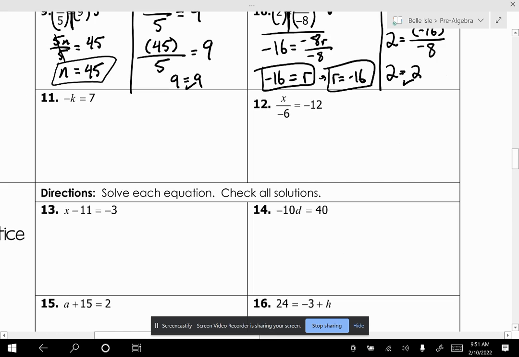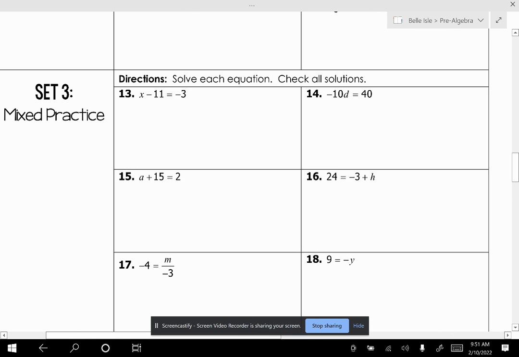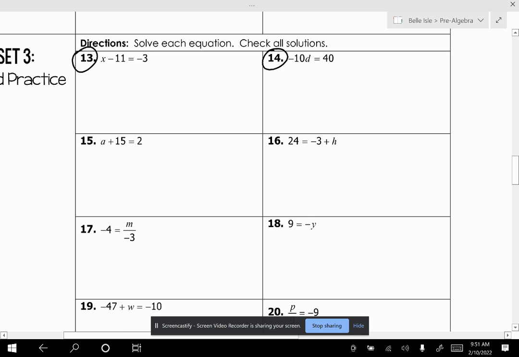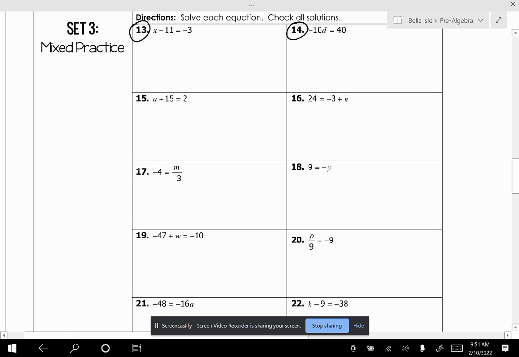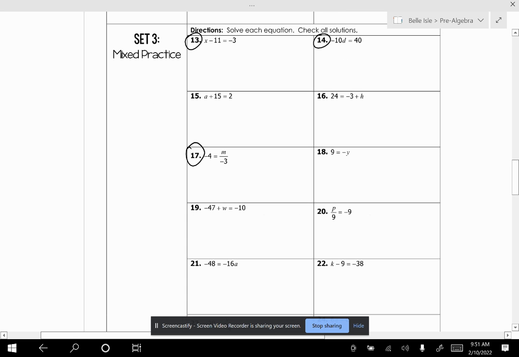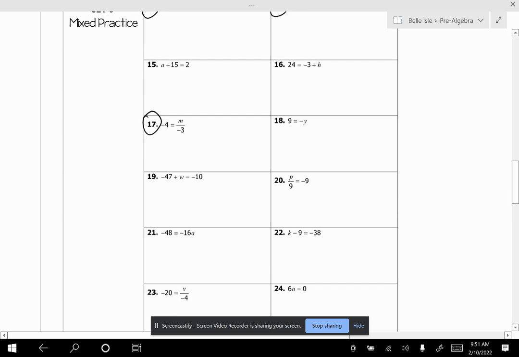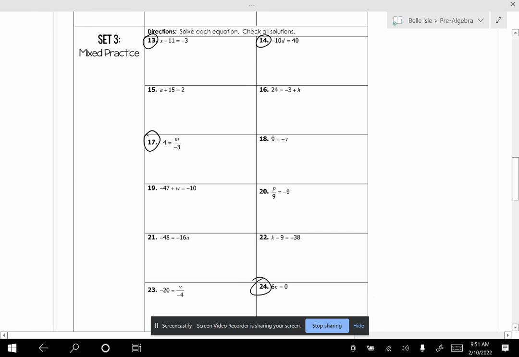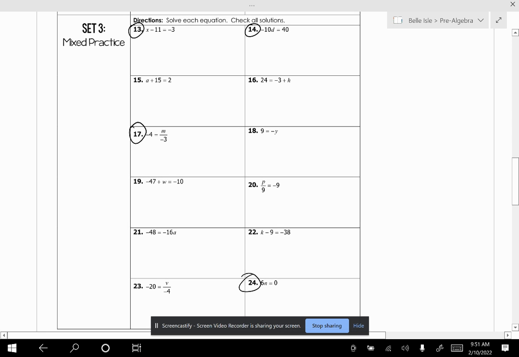Okay, so here's what I want y'all to do. I would like for you to do 13, 14, 17, and 24. Okay, so only 4 of these. You can work on your schoolwork, yes. Number 13, 14, 17, and 24.